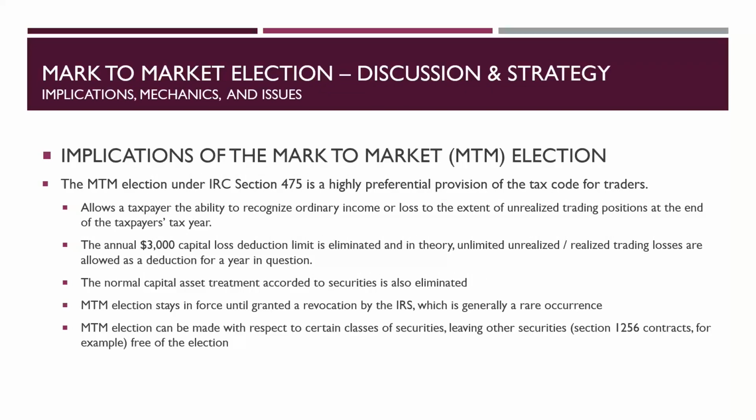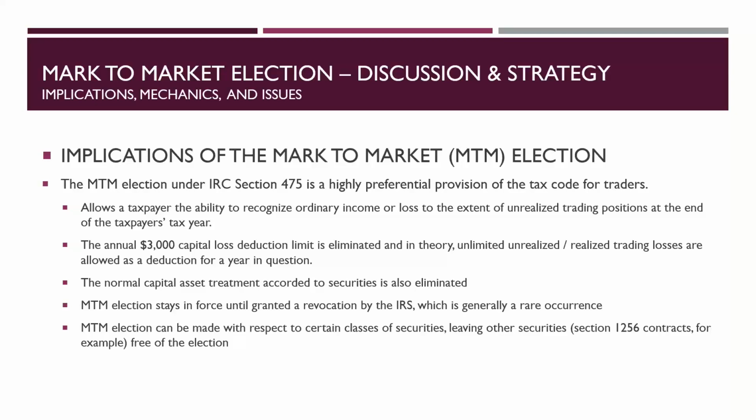Moving on to mark-to-market election. So the implications of mark-to-market. So one makes this election under IRC section 475. It can be extremely beneficial for traders. It allows a taxpayer who's made the election the ability to recognize ordinary income or loss to the extent of unrealized trading positions at the end of the taxpayer's tax year. In addition to allowing an unlimited deduction for realized losses, and that should be listed here as well, but that's also really important. The annual $3,000 capital loss deduction limit is therefore eliminated, and unlimited unrealized and realized trading losses are allowed as a deduction.